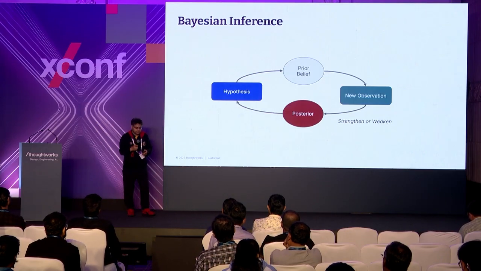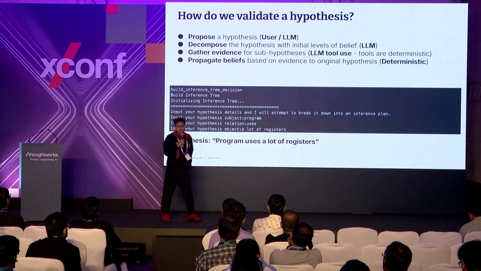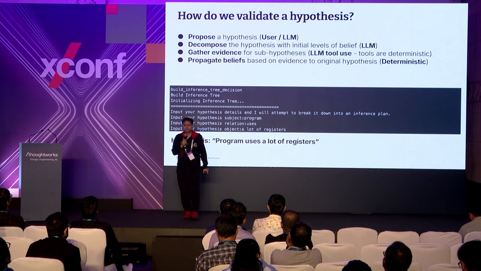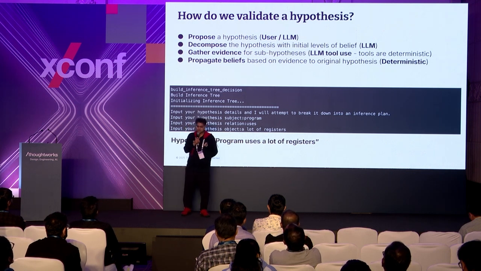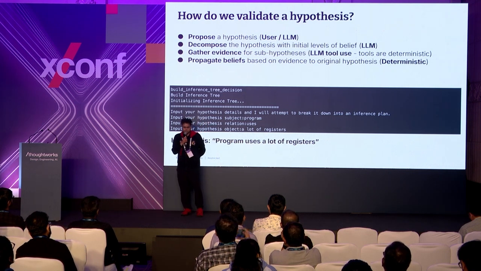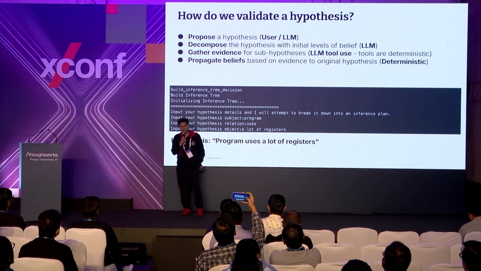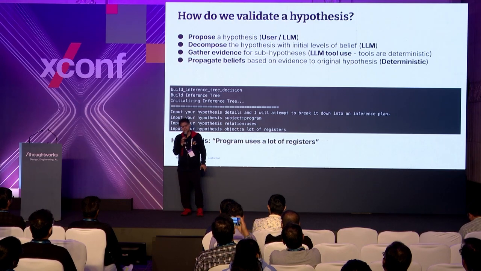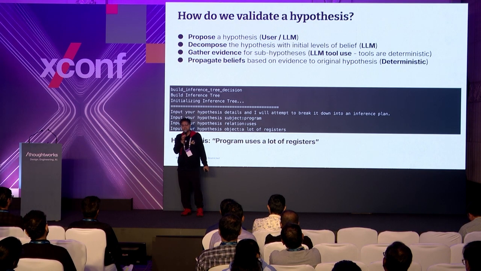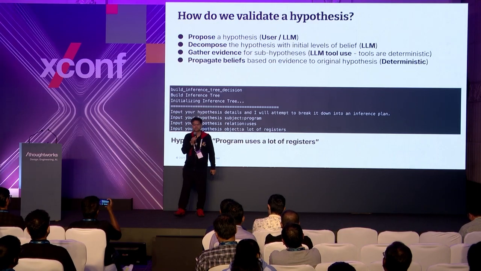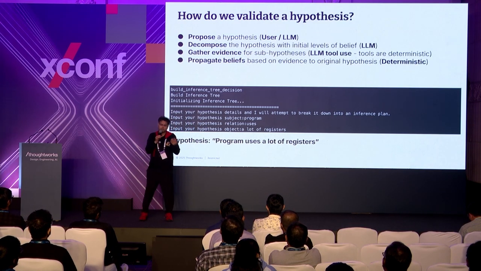So here's an example that I did. How do we validate a hypothesis using an LLM? So this is a single hypothesis. The example hypothesis that I used is I took a very simplistic program, and I said, I want to validate the hypothesis that this program uses a lot of registers, basically a lot of variables.